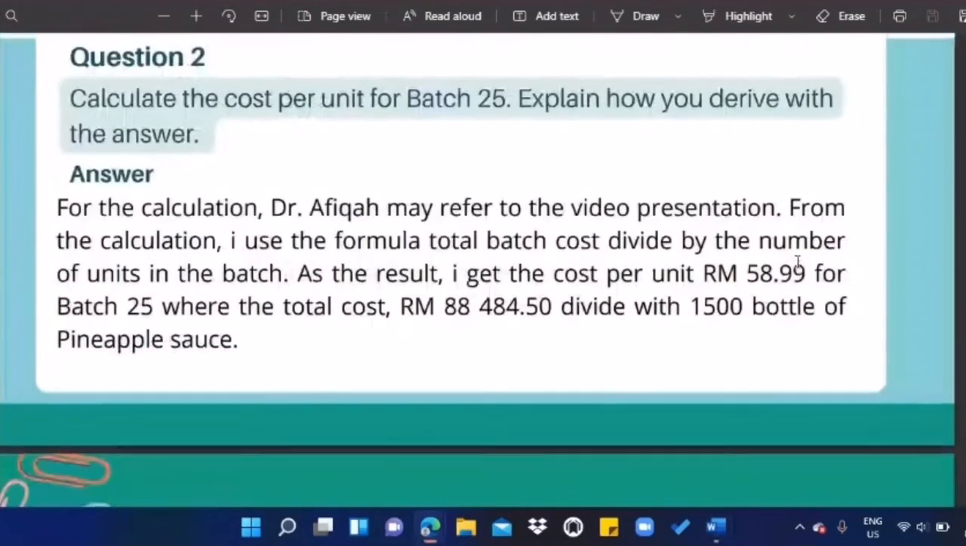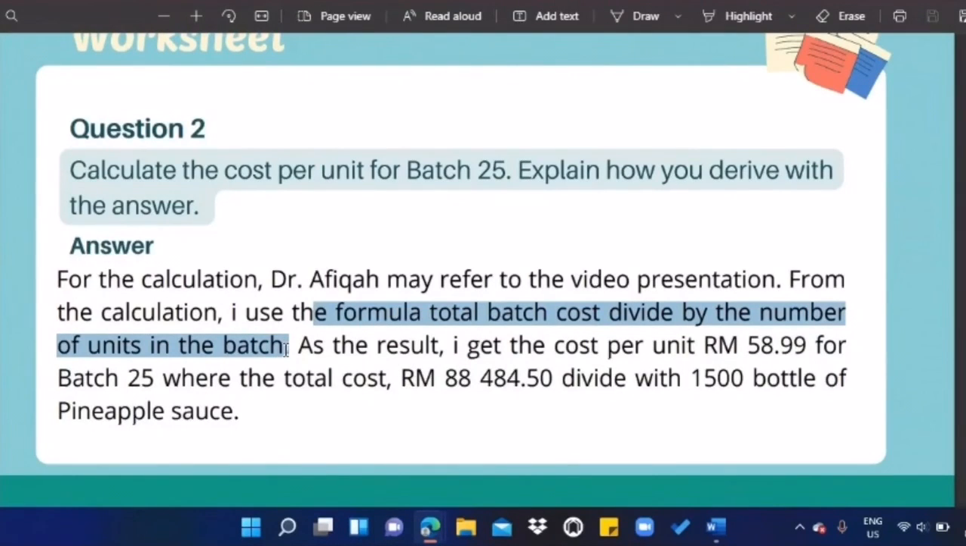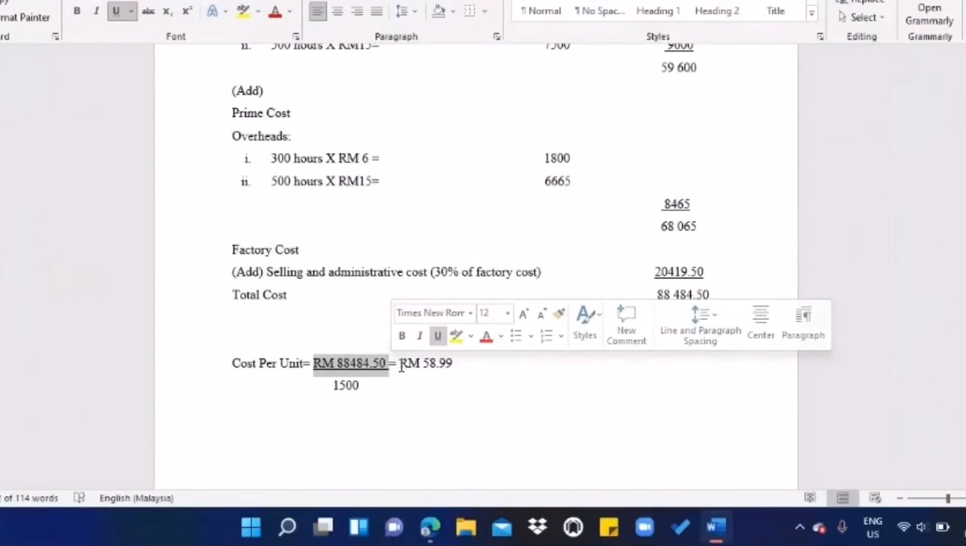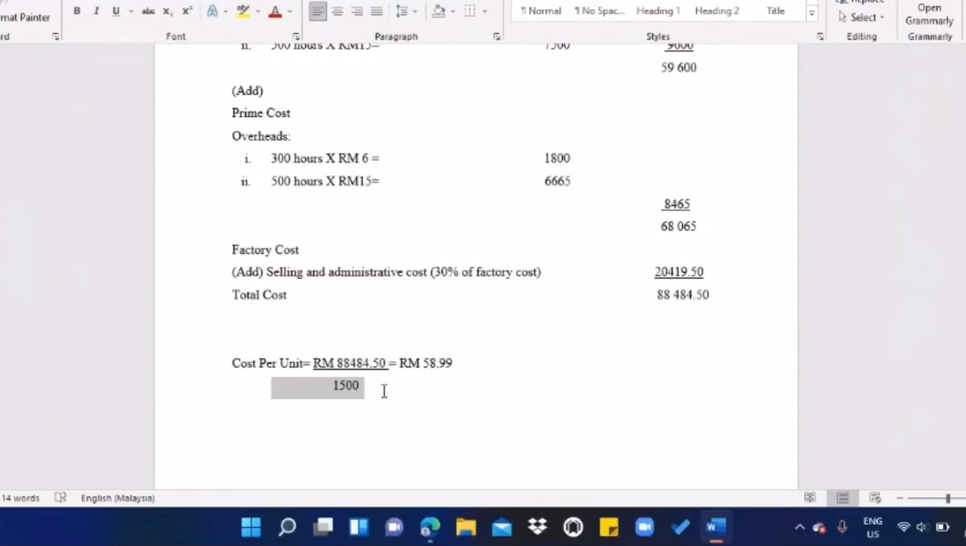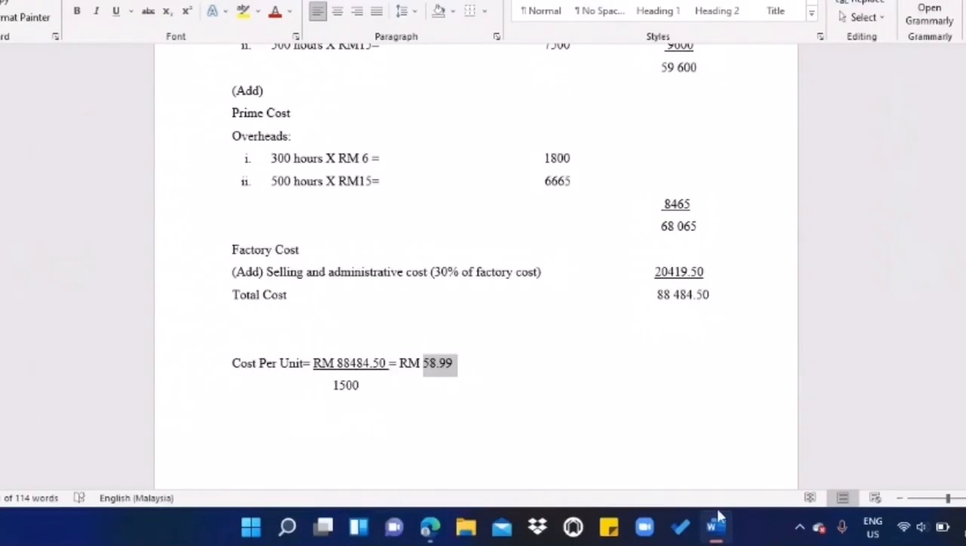For question 2, from the calculation, I use the formula total batch cost divided by the number of units in the batch. As a result, I get the total cost per unit of 58 ringgit and 99 cents for batch 25, while the total cost is 88,484 ringgit and 50 cents divided by 1,500, and we get about 58.99 as the total cost per unit.